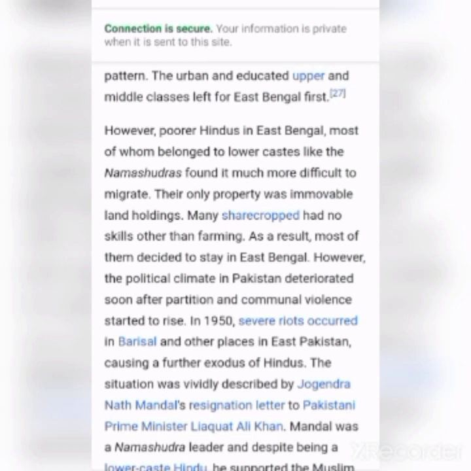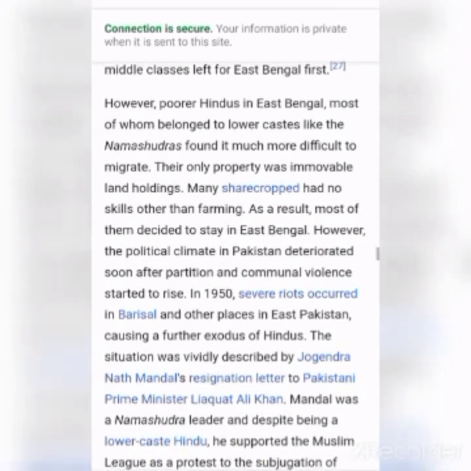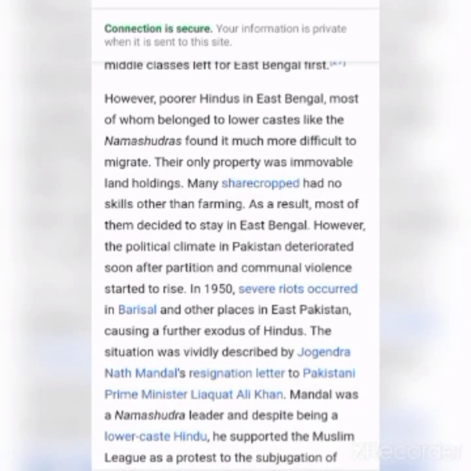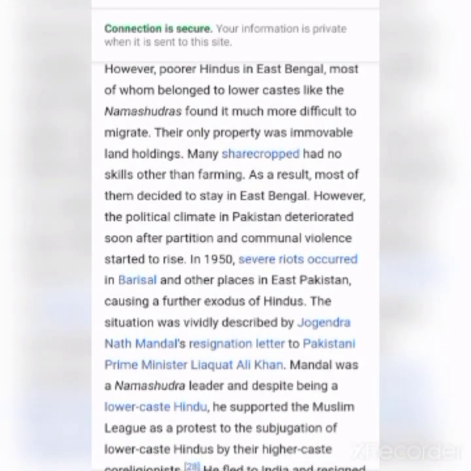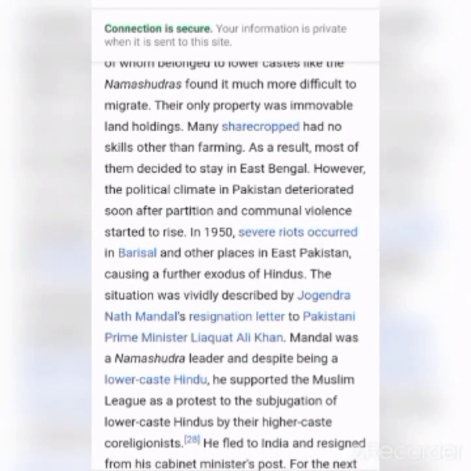However, the political climate in Pakistan deteriorated soon after partition, and communal violence started to rise in 1951. Severe riots occurred in Barishal and other places in East Pakistan, causing a further exodus of Hindus. The situation was vividly described in Jogendranath Mandal's resignation letter to Pakistani Prime Minister Liaquat Ali Khan.